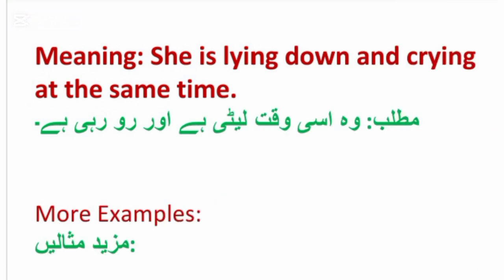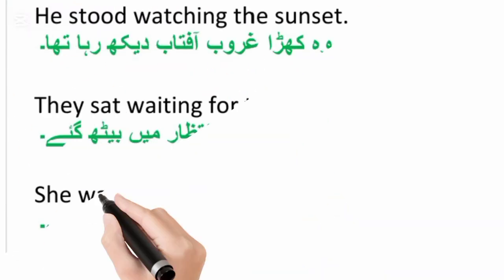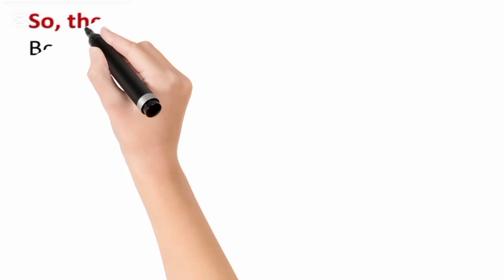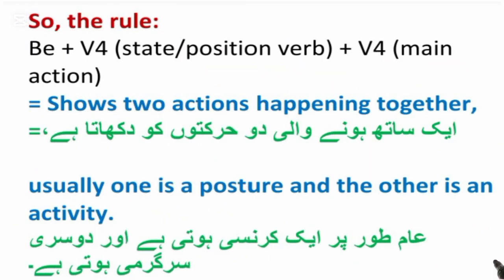More examples. He stood watching the sunset. They sat waiting for the train. She was lying sleeping peacefully. So, the rule: B plus V4 state position verb plus V4 main action equals shows two actions happening together. Usually one is a posture and the other is an activity.